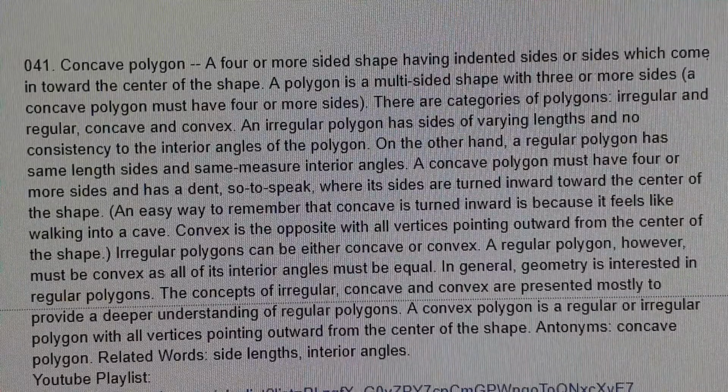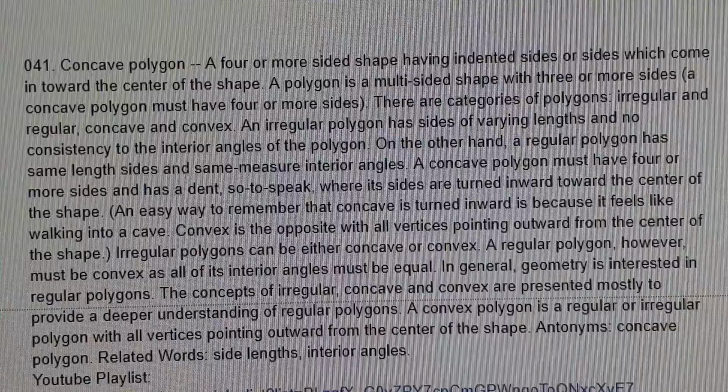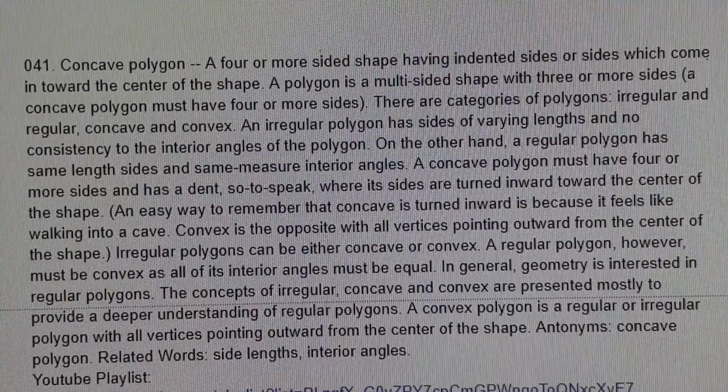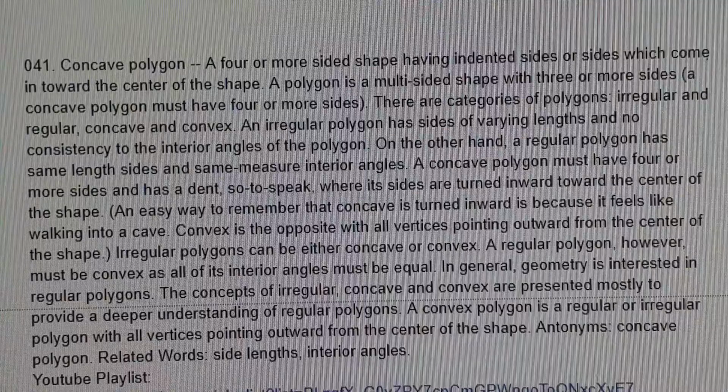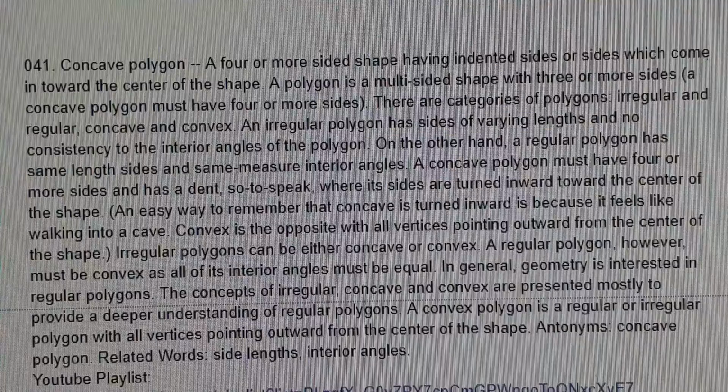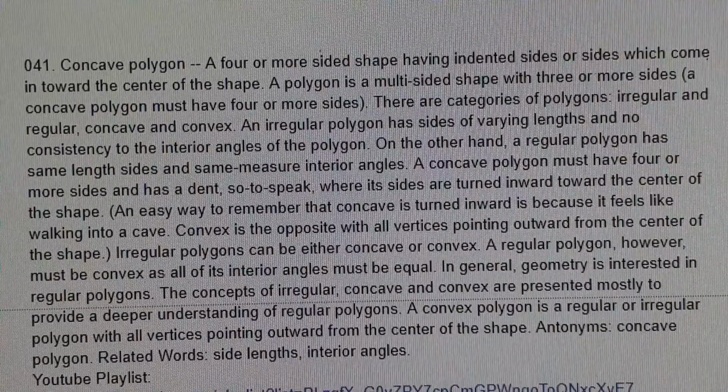A convex polygon is a regular or irregular polygon, with all vertices pointing outward from the center of the shape. Antonyms: concave polygon. Related words: side lengths, interior angles.